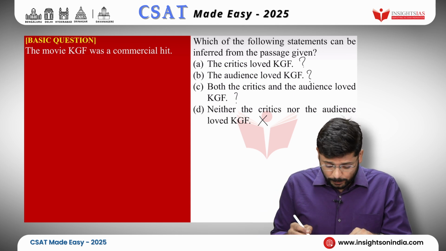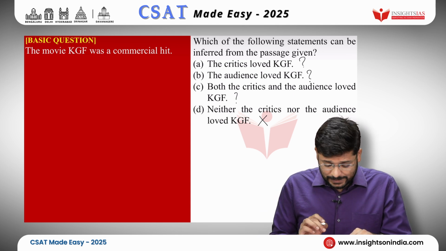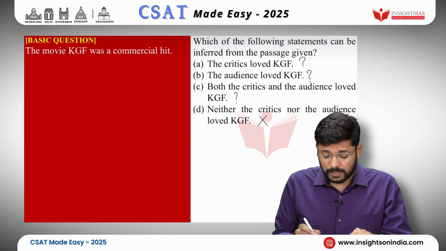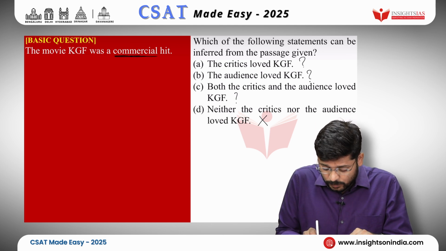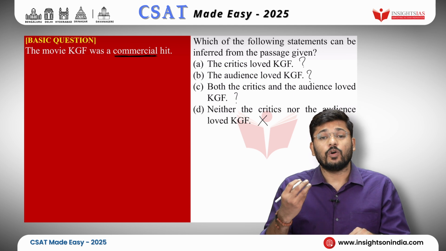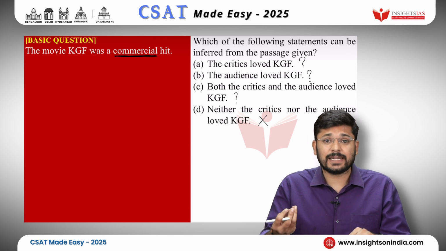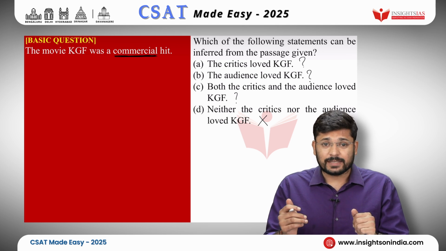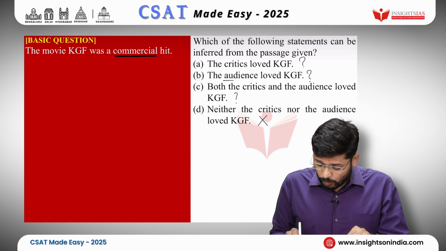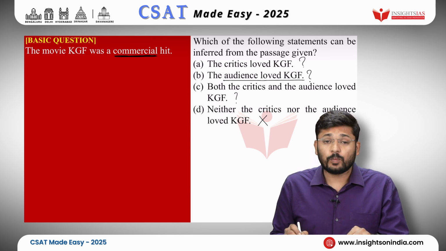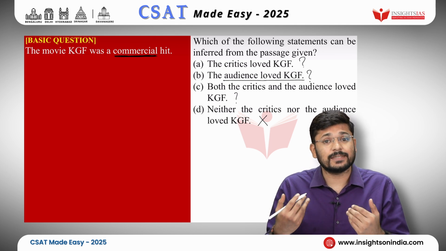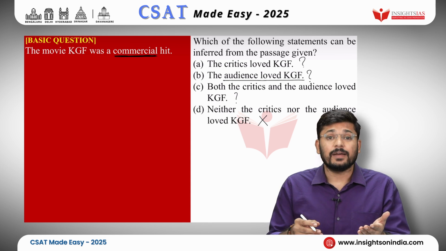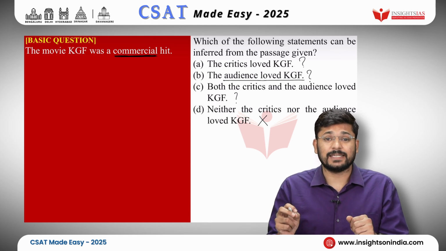Let's go back to the passage. The passage says that the movie KGF was a commercial hit. So the keyword here is commercial. For a movie to be commercially successful, what is necessary? Viewers, audience are necessary. So the audience loved KGF. I think that is enough. But what about critics? Even they could have loved KGF. Yes, they could have loved KGF, but we cannot infer it from the passage given.